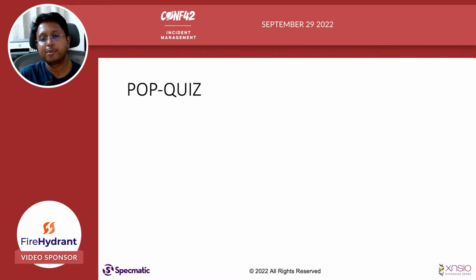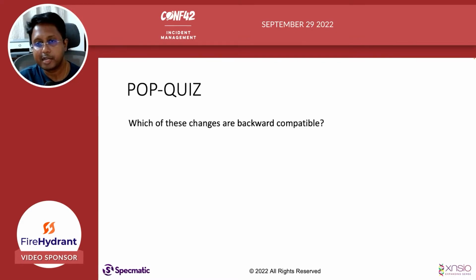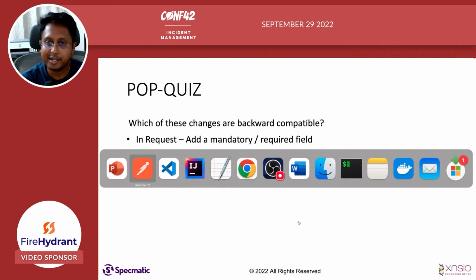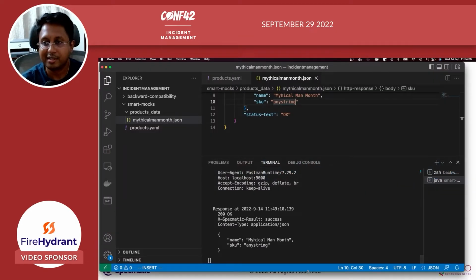So let's take a look at a pop quiz. Which of these changes are backward compatible? In a request, if I add a mandatory or a required field, is that change a backward compatible change to the API? Now this is a fairly straightforward answer because it's easy to guess, right? Because if you add a new parameter to the request, obviously existing clients will not be able to send it, and thereby it is a backward incompatible change. Now why take my word for it? Let's actually test this out.